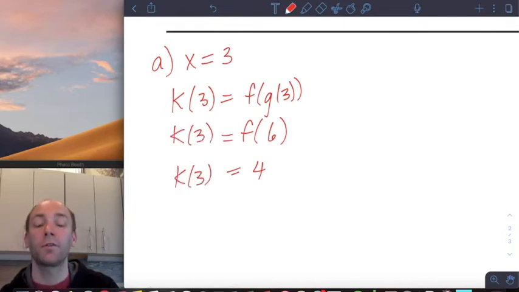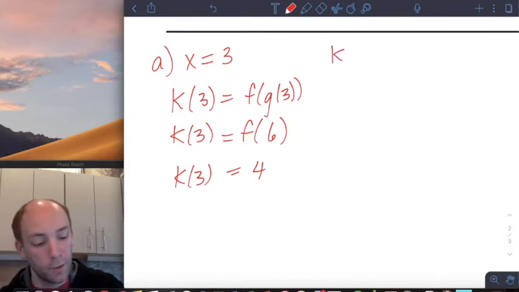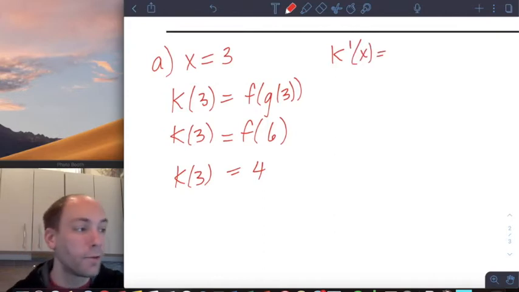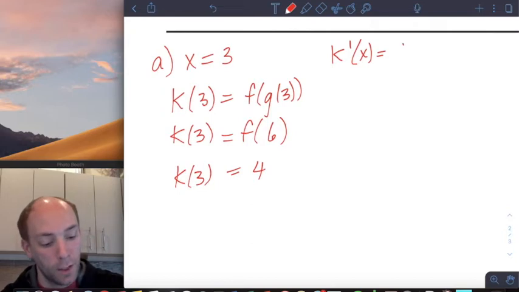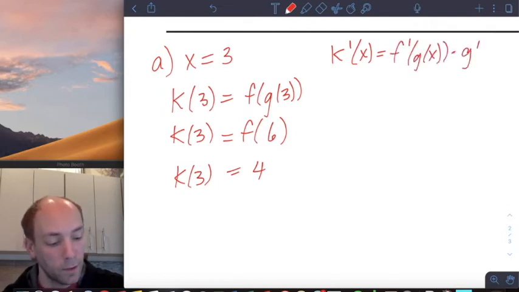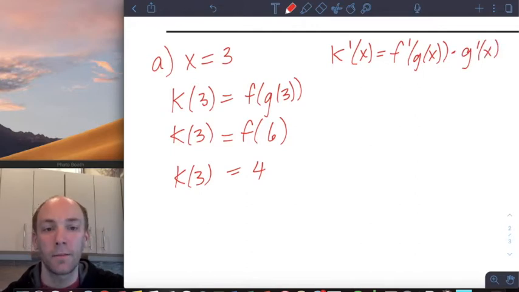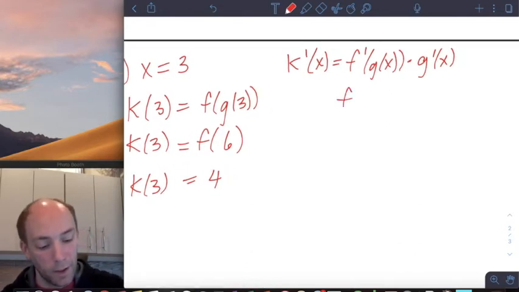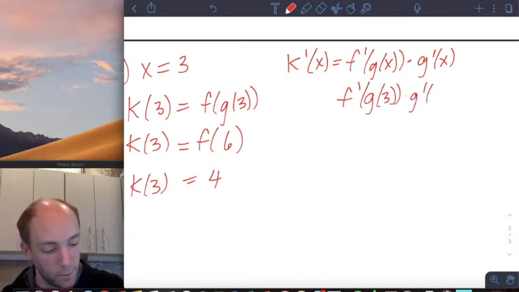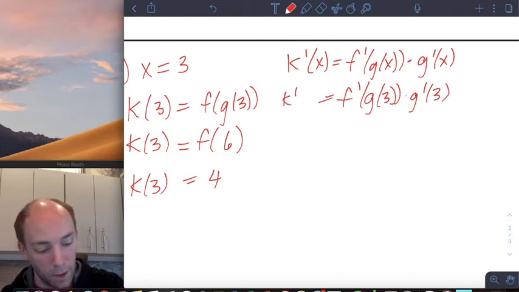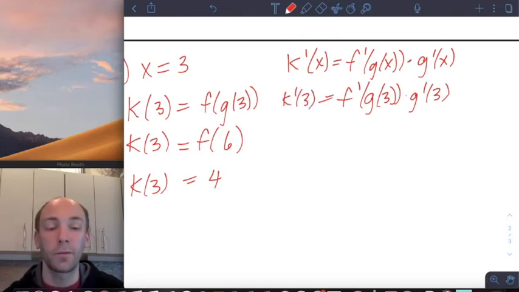Now I have an x value and a y value, and I need a slope. To find the slope, we'll take the derivative of k, and for that we're going to need the chain rule. Take the derivative of the outside, keep the inside, and multiply by the derivative of the inside. Then we'll plug in 3. So k prime of 3 is equal to f prime of g of 3 times g prime of 3.